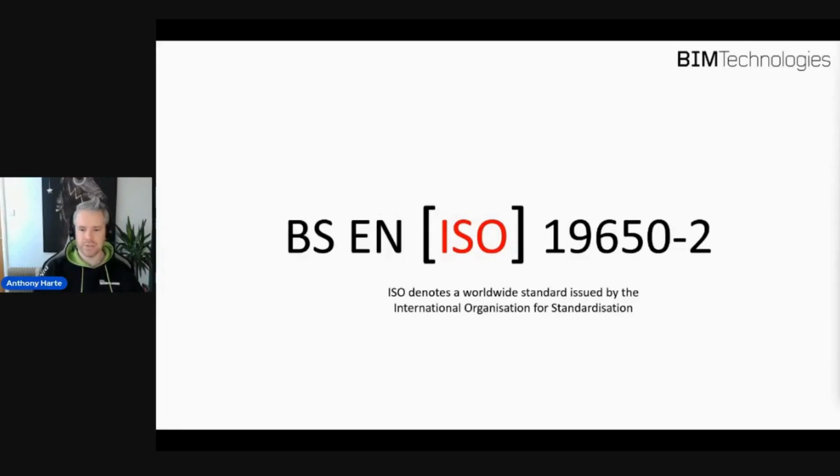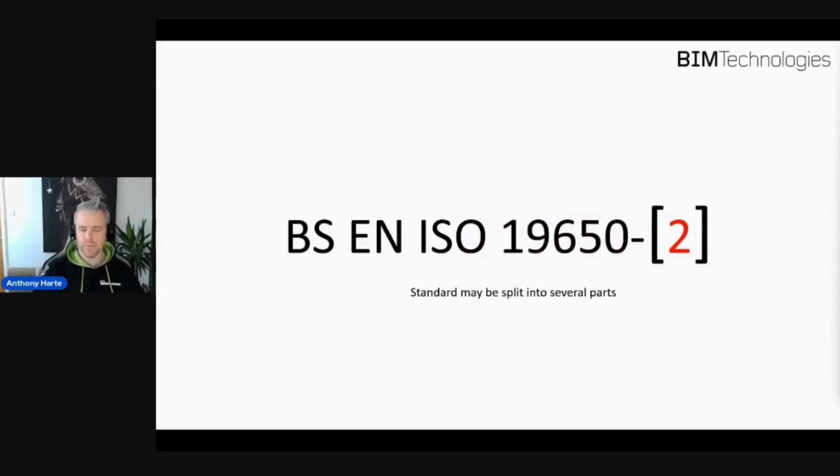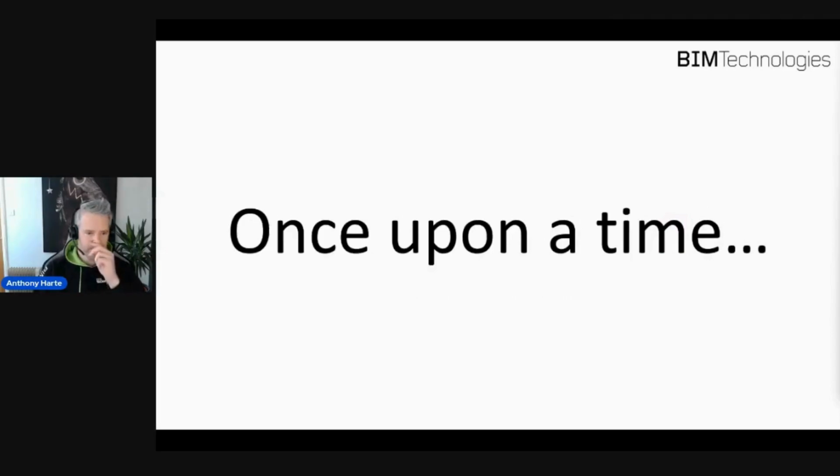Once an international standard has been adopted by European standards or British standards, those BS EN prefixes are placed in front of the ISO to say that it's overwriting a previous standard. So the 19650 is the reference, and the 2 at the end is the part, and many ISOs can have different parts. The ISO 19650 is broken into several different parts, and we'll touch on some of those today. So I'm going to go through a little bit of a history lesson, just to give you some background on where it came from.